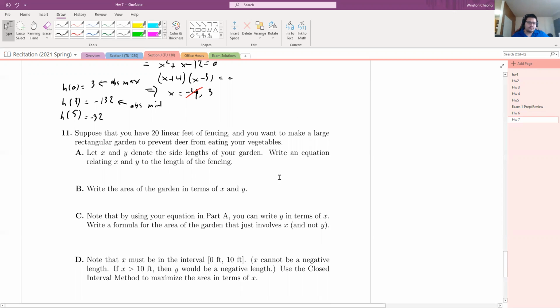So the setup for this is, given some fencing, you want to optimize the area, which in this case is going to be maximizing the area of the rectangular thing that you're trying to make. And so we're going to use x and y to denote the sides of this rectangle. And A is just saying, okay, set up an equation of the perimeter, basically. Because you're given 20 feet of fencing, you should use all 20 feet. So that's just going to be 2x plus 2y. B, well, area of a rectangle is just x times y.